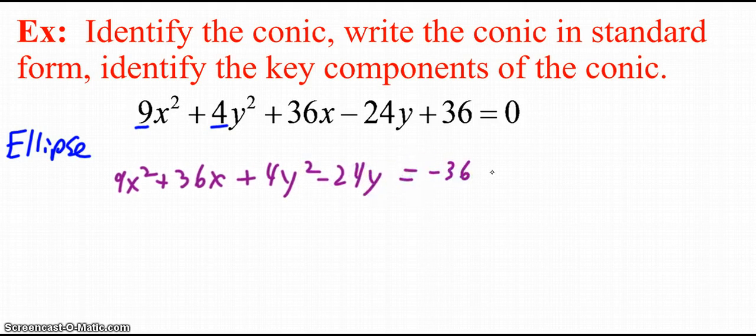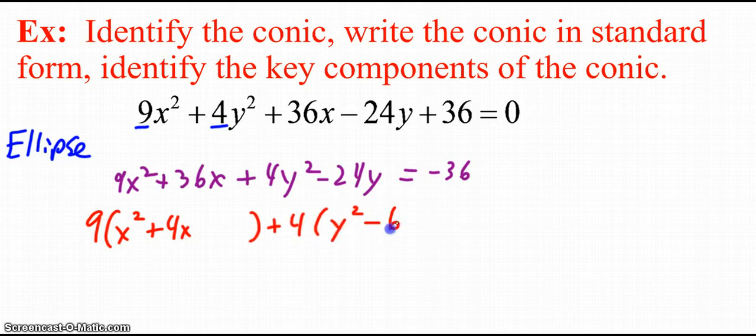Now here, and this is where the circle was unique, since the coefficient in front of the y and the coefficient in front of the x are different, in order to make the leading coefficient 1, I actually want to factor out the leading coefficient from the x's and factor out the leading coefficient from the y's. So my next step, I'm going to write this as 9 times the quantity, x squared plus 4x, leave a little bit of space, plus 4 times the quantity, y squared minus 6y, leave a little bit of space, equals negative 36.